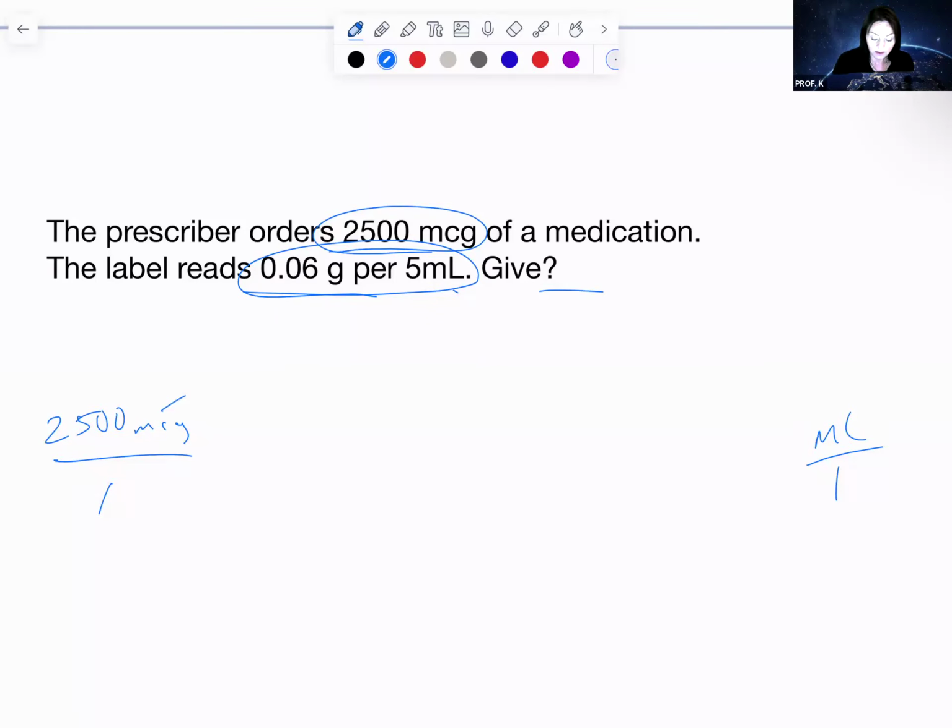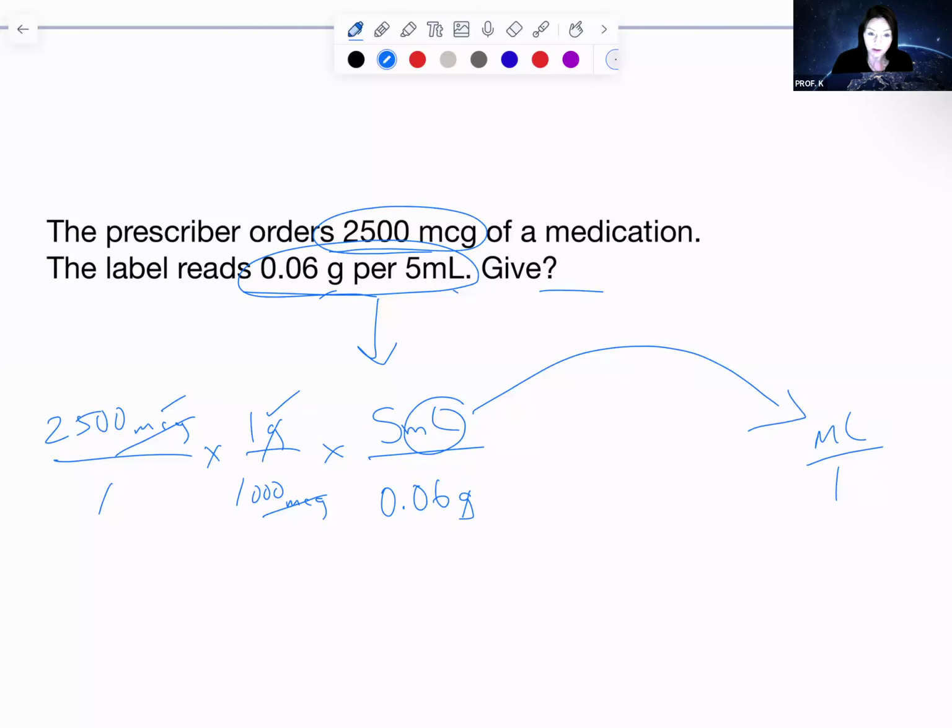Well, it's provided in grams, so I need a conversion. So 1 gram is 1,000 micrograms. Gets rid of my micrograms. Now, how do I get rid of grams? I'm going to use my problem. So 0.06 grams per 5 mL. That gets rid of my grams and it leaves me with milliliters in my numerator. Beautiful. So now I just have to do math. Now it's just math. So 2,500 times 1 times 1 times.